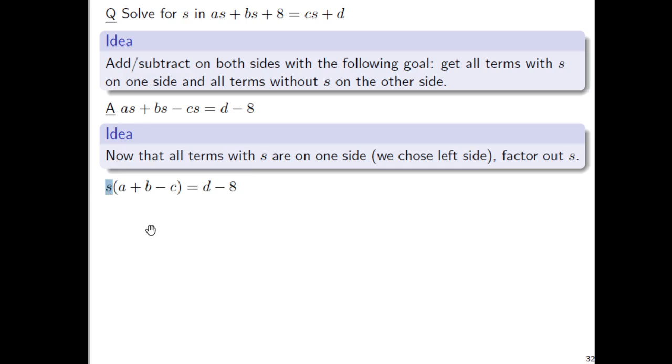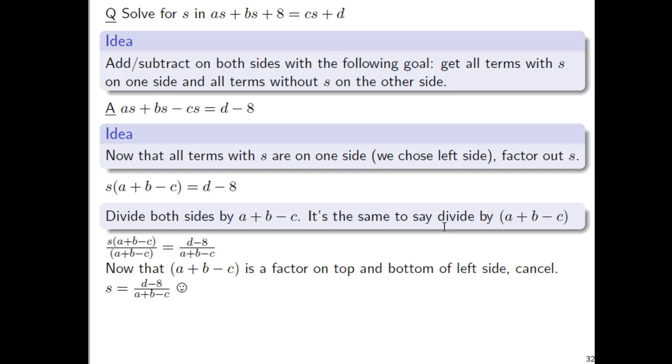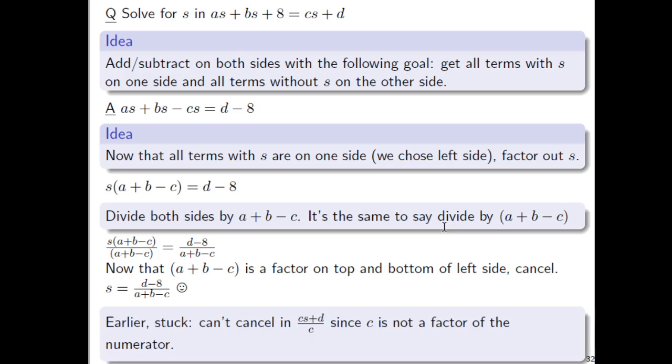And now that we factored, we have s times a thing. This kind of bigger thing in parentheses, we can divide both sides by that thing. And after a cancellation of that factor on top and bottom, we have s is equal to d minus 8 over a plus b minus c.